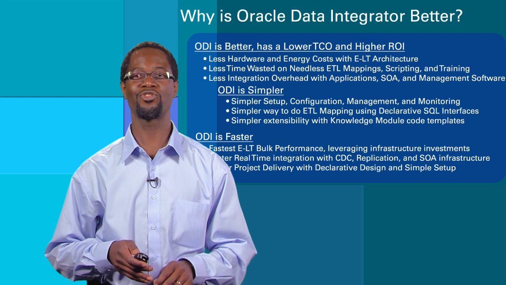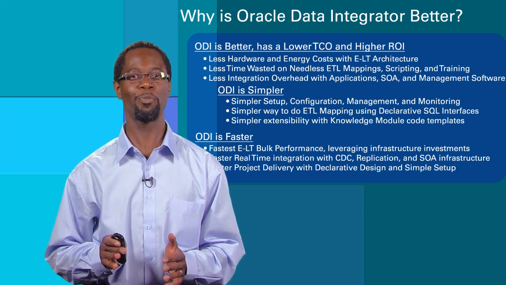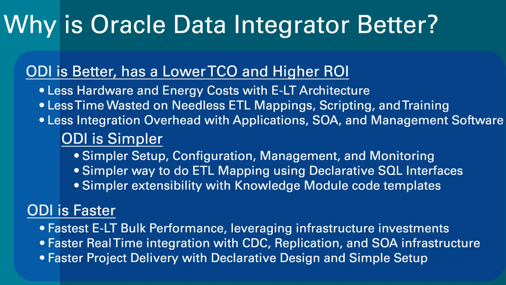So I know I've gone through certain aspects of ODI very quickly, but I hope you get an appreciation of the nature of its unique architecture. The fact that, with this architectural approach, it can lower your total cost of ownership and get better ROI. You're not wasting time on a lot of scripting and needless ETL mappings, and it reduces the number of steps you have to code, especially with its template approach and its data governance. And it's actually simpler to do a lot of this ETL.